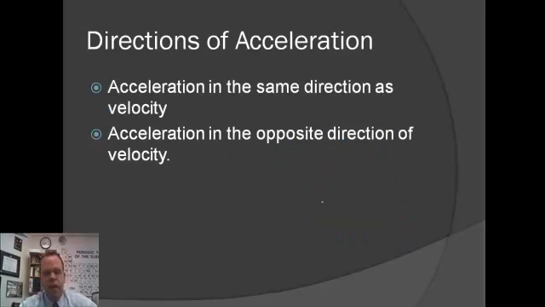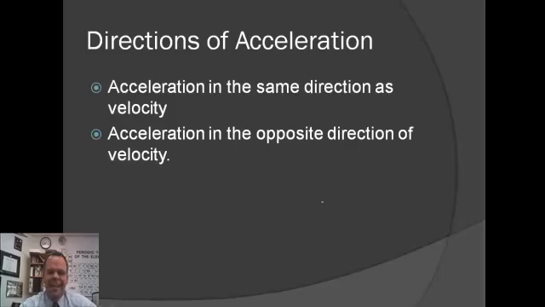Now, the direction of acceleration is something that's complicated for a lot of people. Acceleration has a direction just like velocity. It is a vector quantity. The typical units for acceleration are meters per second squared. You're dividing meters per second, velocity, by time, seconds. So meters per second per second, or meters per second squared.